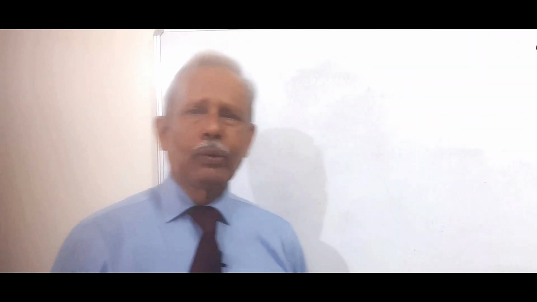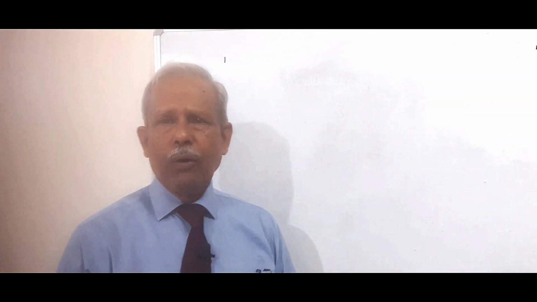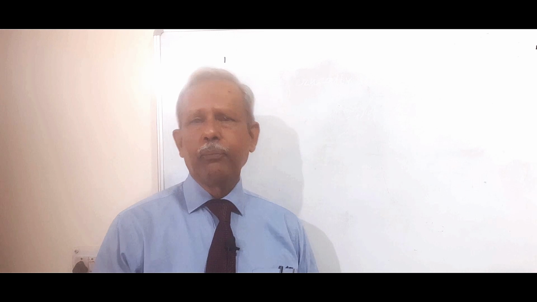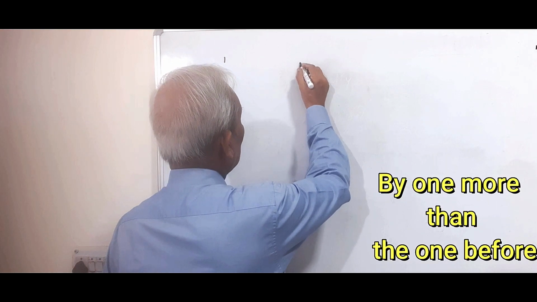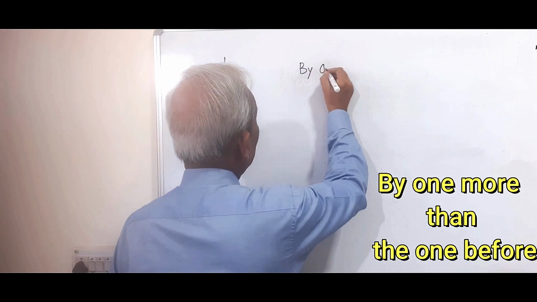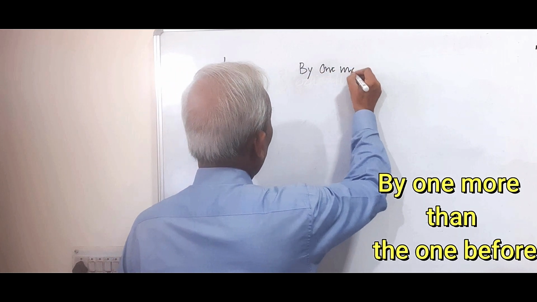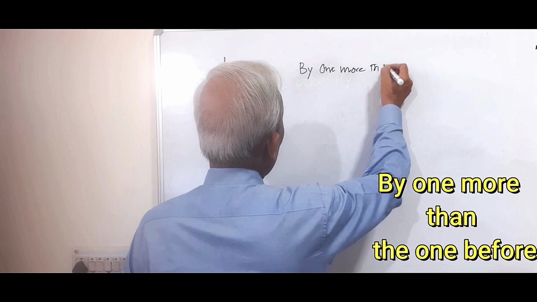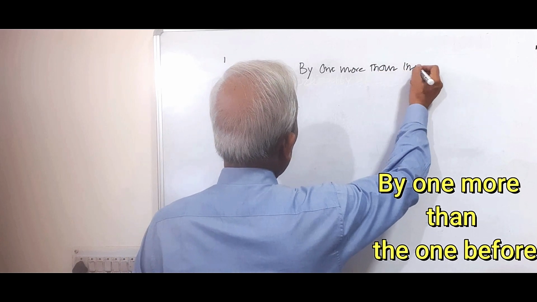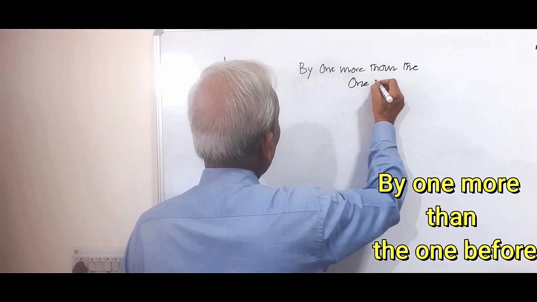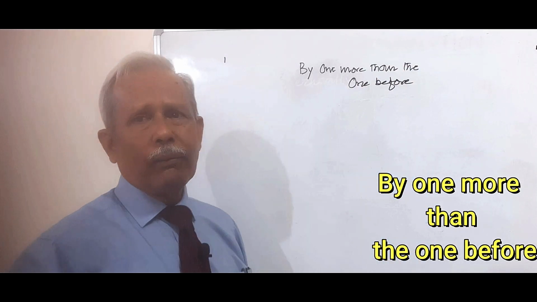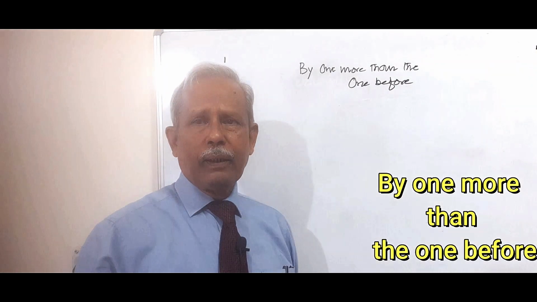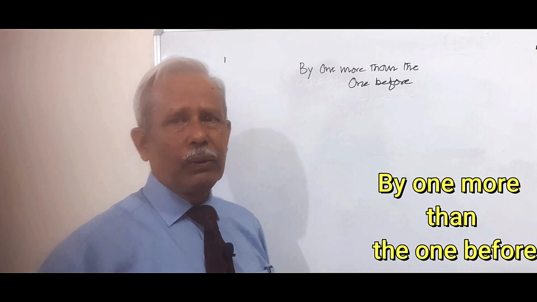One very important sutra which we'll generally use in many cases is called in Sanskrit ekadhikena purvena, which in English we call by one more than the one before. By one more than the one before. Now this sutra, let me show you how we're going to use it in a particular problem.